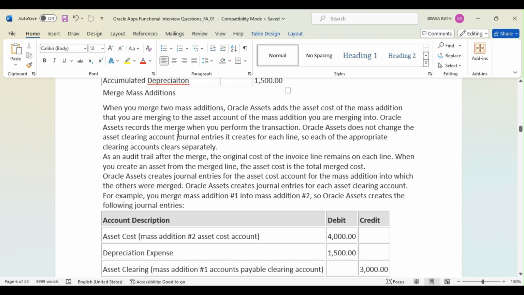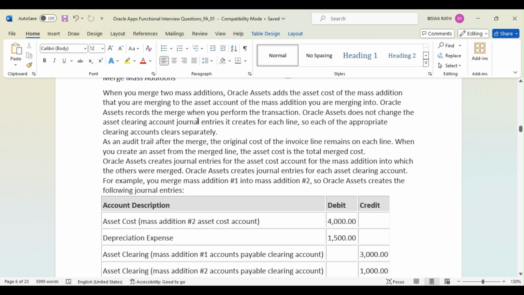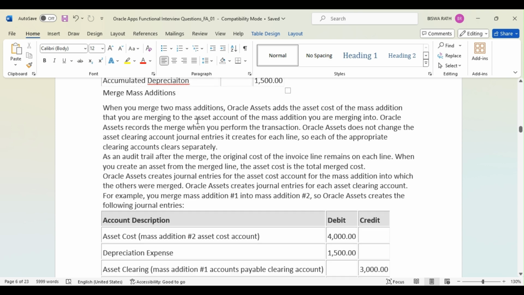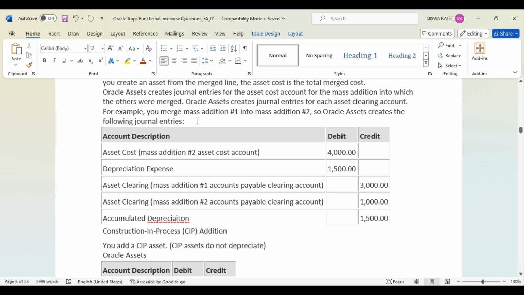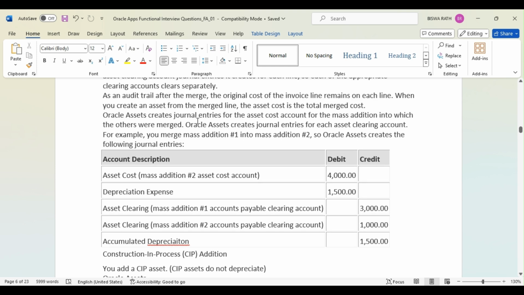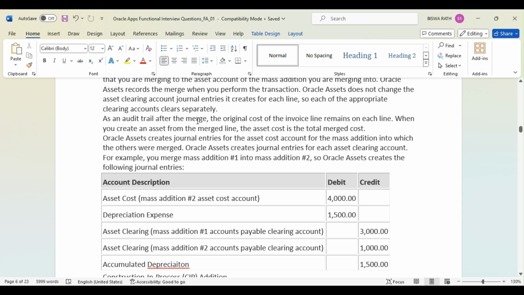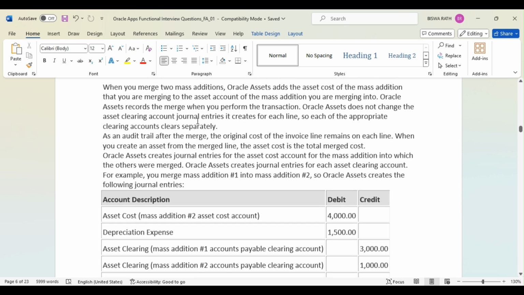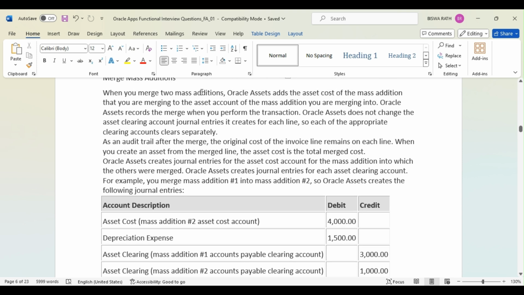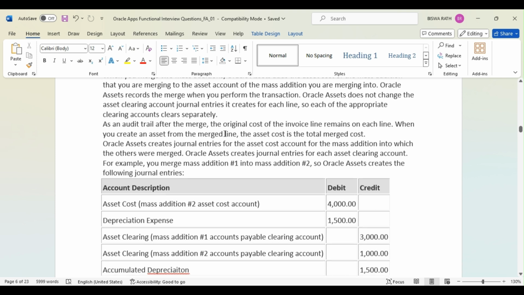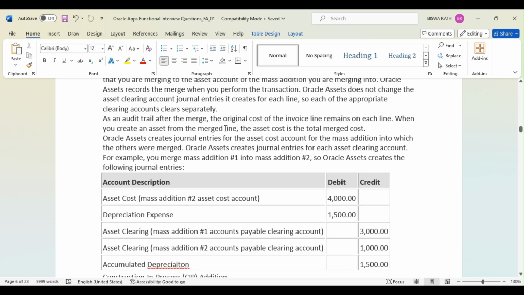Okay, let us go down to the next. Yeah, this is also the same scenario, as you can see. When you merge two mass additions, Oracle Assets adds the asset cost of the mass addition that you are merging to the asset account of the mass addition. So what is the scenario? Let us try to understand over here.